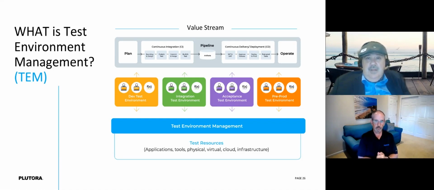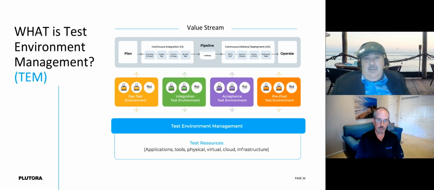Test environment management is basically a class of solutions to address the different test environment use cases that we described in the prior slides, and that provide capabilities to manage, configure, and make visible all the resources needed for testing. Essentially it provides a wrapper around testing. It includes the ability to integrate applications, tools, and infrastructures at all stages in a value stream. That way you can provide orchestration and visibility to all things testing.